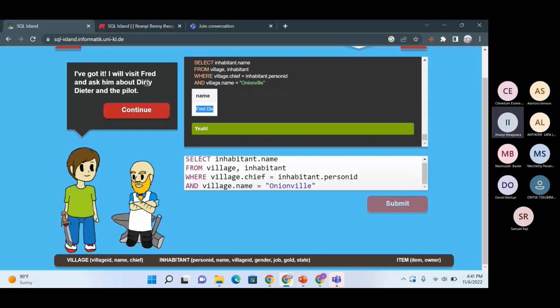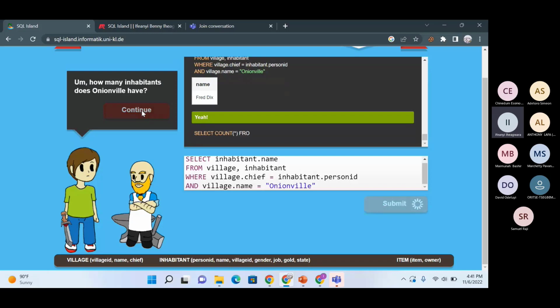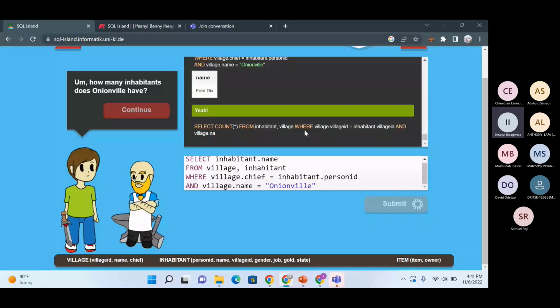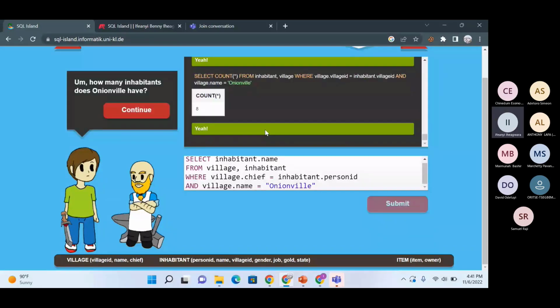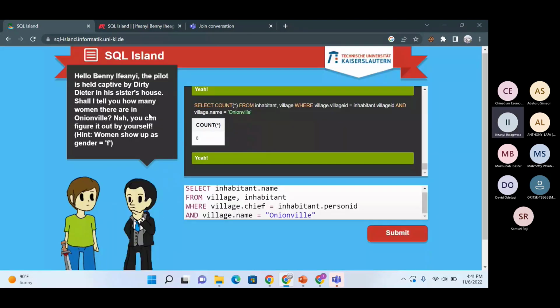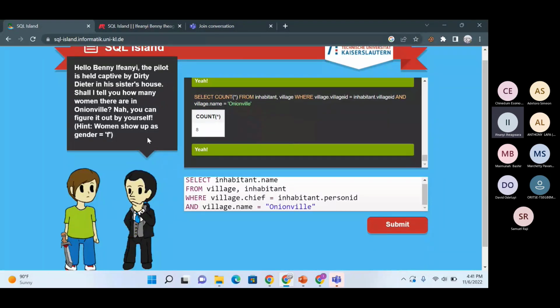Okay, so we want to ask him now about Dirty and the pilots. What does the chief know about this? So how many people are in this village? It selects the count from the village where the village ID equals the inhabitants' village ID. So there are 8 people in this Onionsville. So it's old captive in his sister's house. Should I tell you how many women there are, or will you figure that out yourself? The gender should be F.